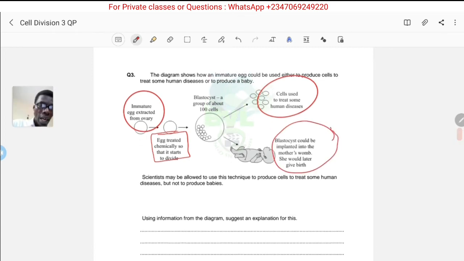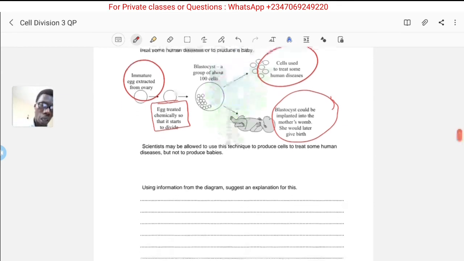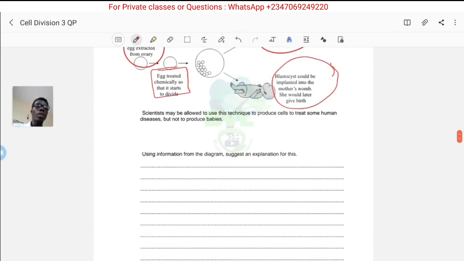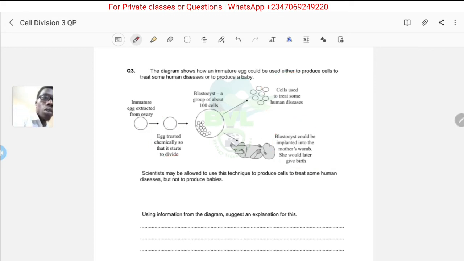Scientists may be allowed to use this technique to produce cells to treat some human disease, but not to produce babies. Using information from the diagram, suggest an explanation. Why can they use it to treat a disease, but not to make a baby?